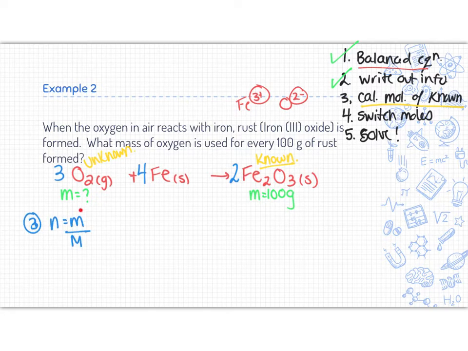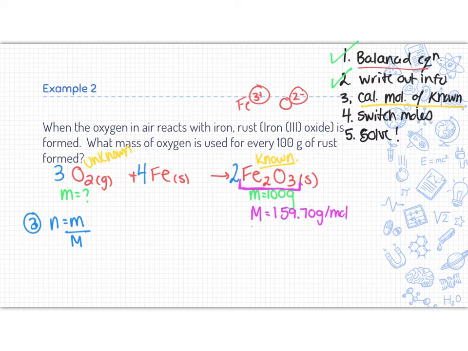I have mass. I just need to calculate the molar mass of Fe2O3 before I can continue. Note, a lot of us, when we look at this, are concerned that there's a 2. When I calculate the molar mass of something, I never include the coefficient. This could be 2002 moles of iron oxide formed, and the molar mass will still be the same as 2 moles. Okay, the molar mass is 159.70 grams per mole.